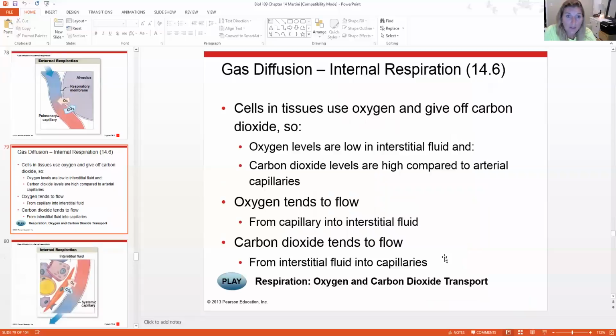In internal respiration, the cells in the tissues use oxygen and give off carbon dioxide through their respiratory processes. So oxygen levels are low in the interstitial fluid and carbon dioxide levels are relatively high. So oxygen tends to flow from the capillary into the interstitial fluid and carbon dioxide tends to flow from the interstitial fluid into the capillaries.